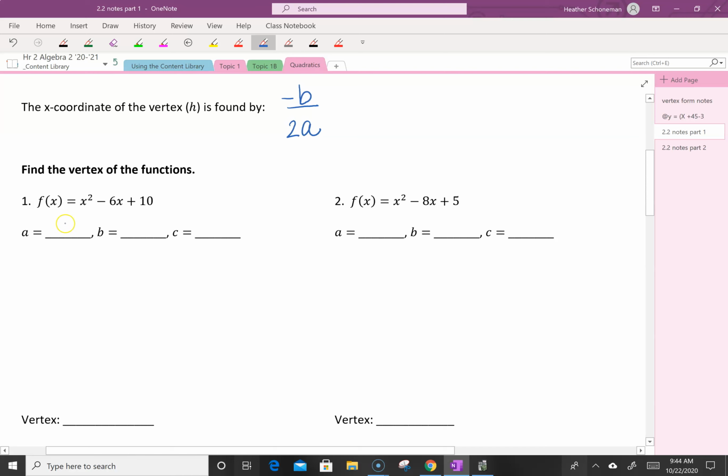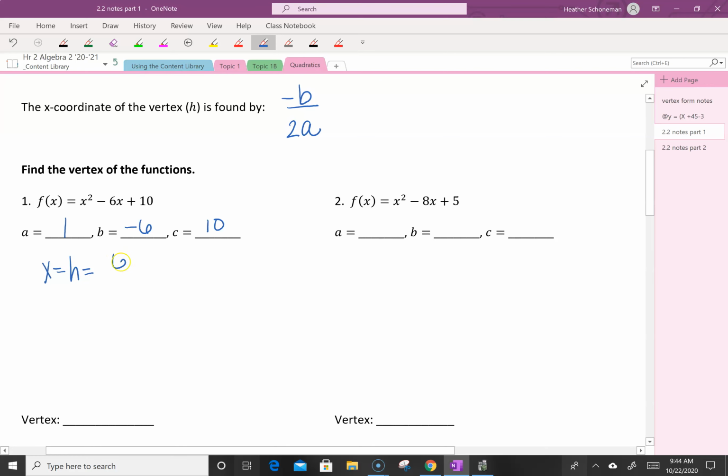So on the first one, let's identify our a, b, and c. So a is the number in front of the x squared, which is 1. B is the number in front of the x, which is -6, and c is the number at the end. We're not going to be using the c for these problems, but we will in the second part of our notes.